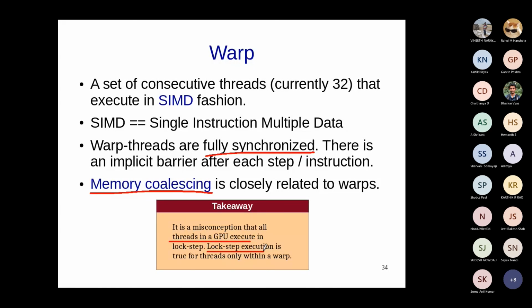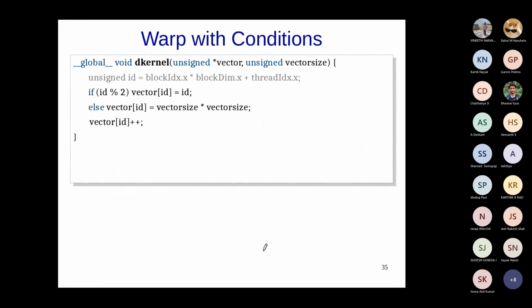All right. So let's then add that condition that I was talking about. If my ID mod 2, that is, I'm an odd number thread, then I'm going to execute some instruction. Otherwise, I'm going to execute some other instruction. And then there is a common instruction across these. How is the execution going to happen? I'm going to show you that by numbering these as S0, S1, S2, S3, as four statements.